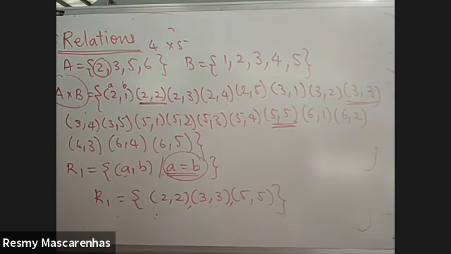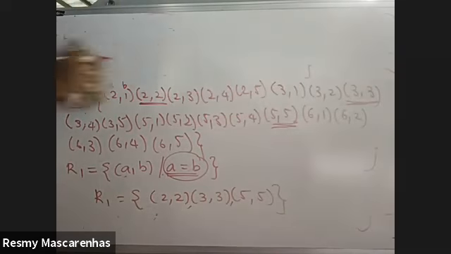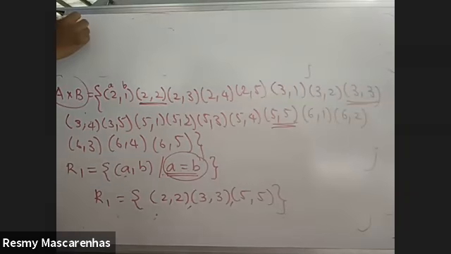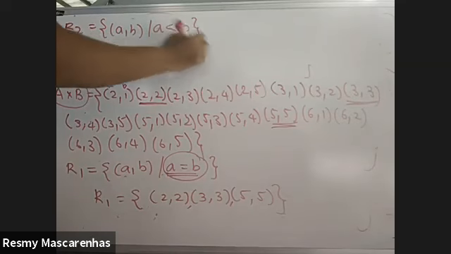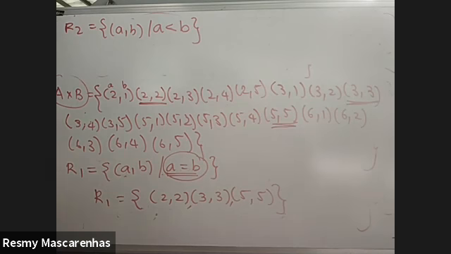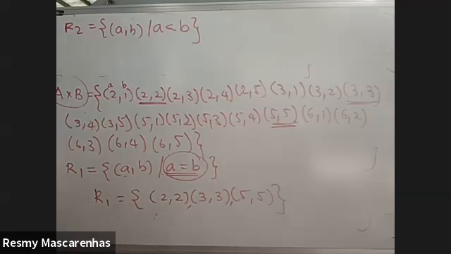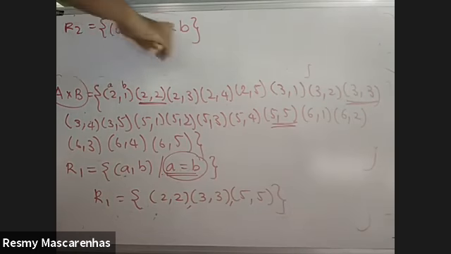So one more example is what? Anyone having doubt in the first one? Okay, then we'll find R2. R2 is (A, B) where A is less than B. So you have to pick up all those pairs where A has to be smaller than B, meaning the first number has to be smaller than the second number.